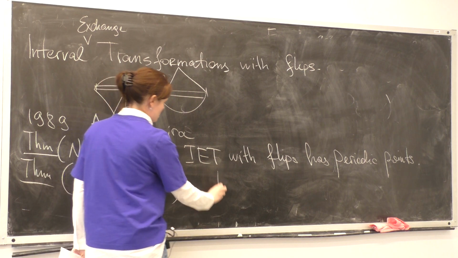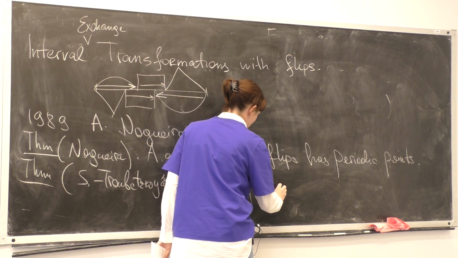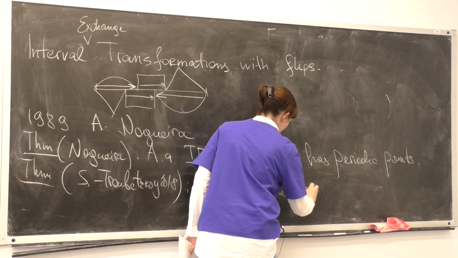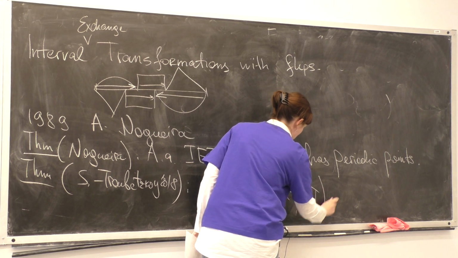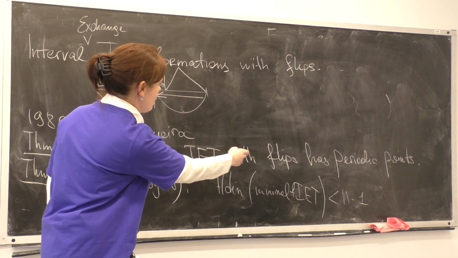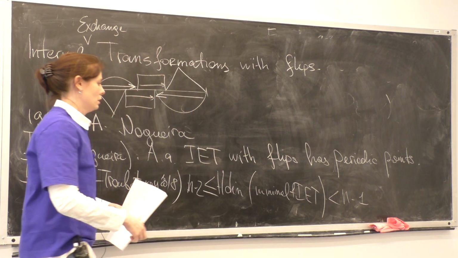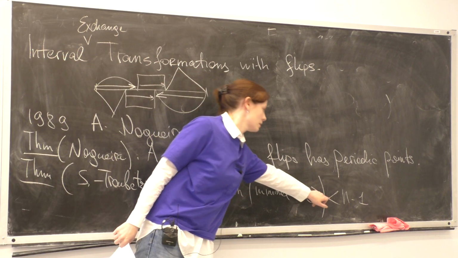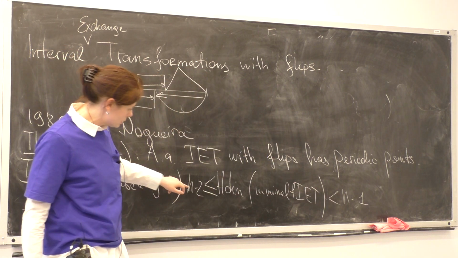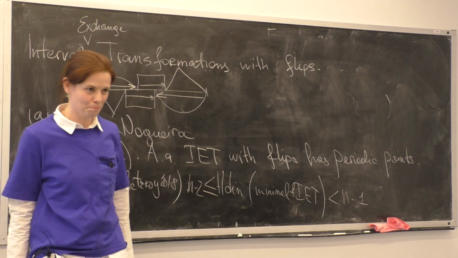Then his result was refined by Serge Trubetskoy and myself, when we estimated the Hausdorff dimension of minimal IETs with flips, and we showed that it's strictly less than n minus 1, where n is the number of intervals, but greater or equal to n minus 2. So it's a very small set in the sense that it's a real fractal, but it's still not that small. If you have a lot of intervals, it's relatively big.